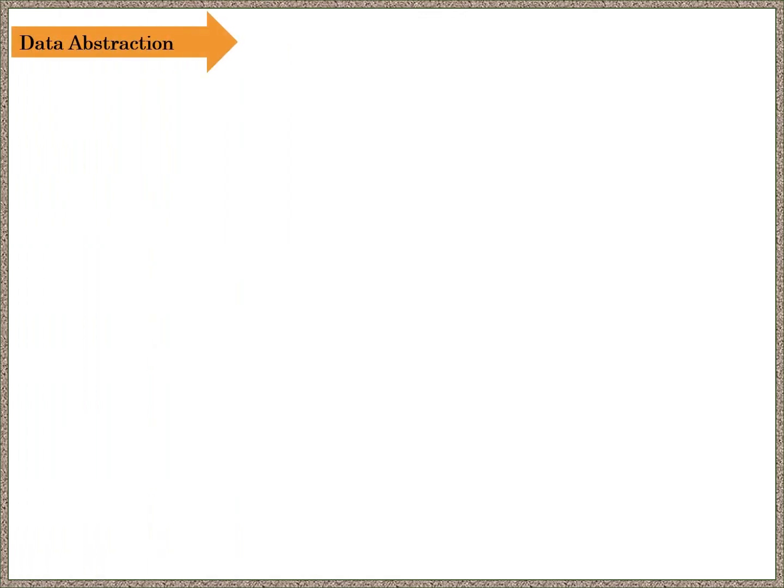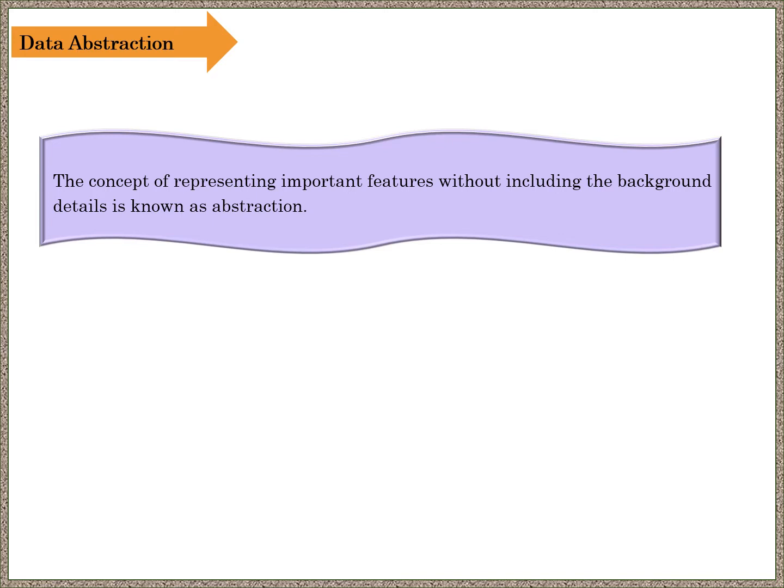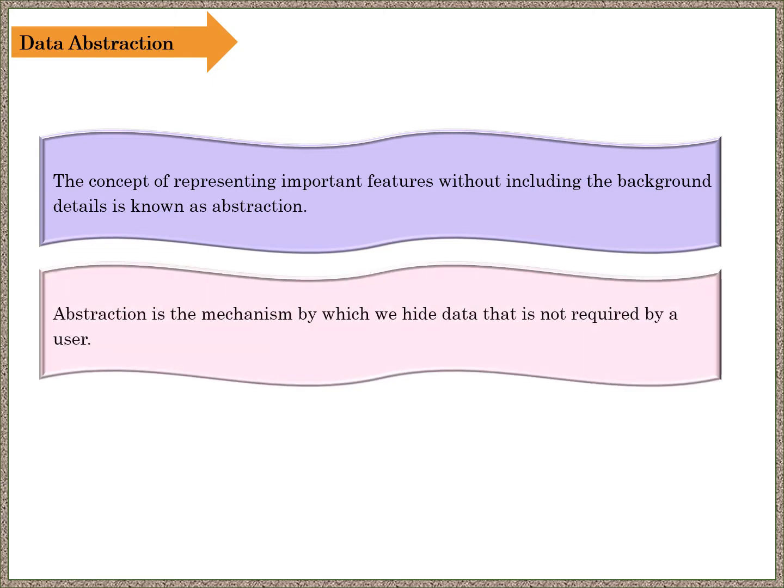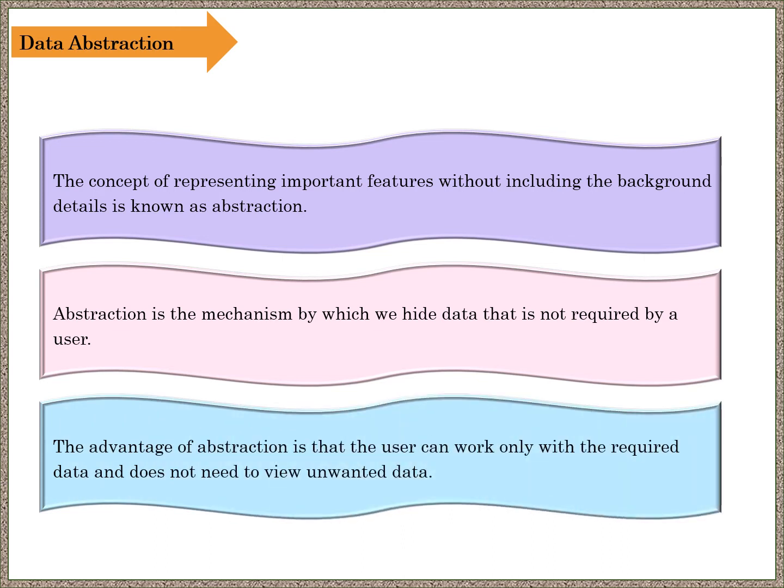Let's now learn about data abstraction. The concept of representing important features without including the background details is known as abstraction. Abstraction is the mechanism by which we hide data that is not required by a user. The advantage of abstraction is that the user can work only with the required data and does not need to view unwanted data. Let's take an example of the car to understand the concept of abstraction.